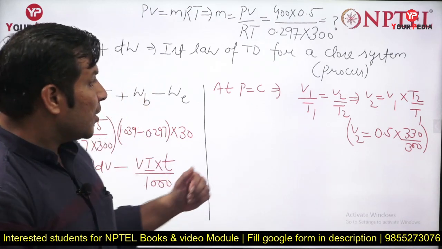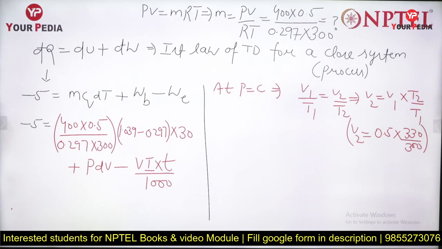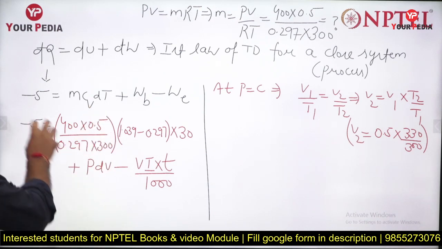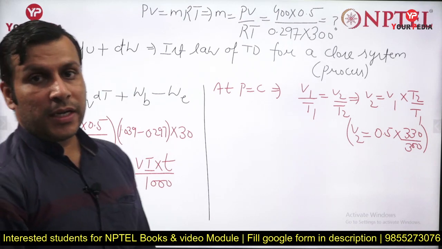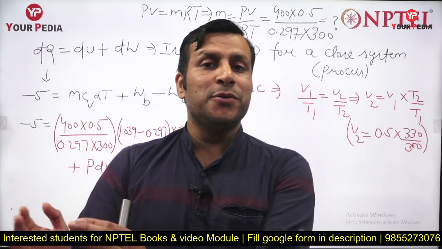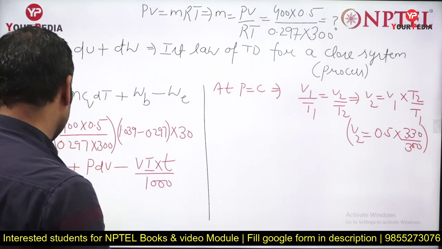Pressure also we know. So pressure we are going to take in kilopascal, so that we will get this term also in kilojoule. So this is in kilojoule, this is in kilojoule, this is also in kilojoule. So you need to convert this electrical work also in kilojoule. So VI into T you need to divide by 1000, otherwise you will not get the answer.